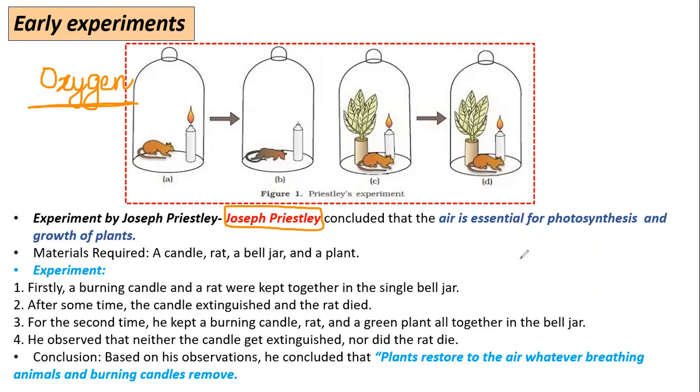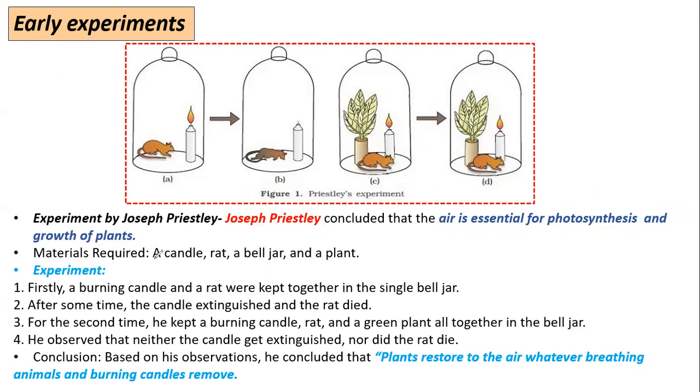Yes, absolutely. Joseph Priestley told that air is an essential component for photosynthesis and growth of the plants. Similarly, sometimes a statement will be given and you will be asked to write who proposed this particular thing, or who told that air is essential for photosynthesis. Air is essential for photosynthesis. So Joseph Priestley concluded that air is very much essential for photosynthesis and the growth of the plant. Let me brief his experiment for everyone.